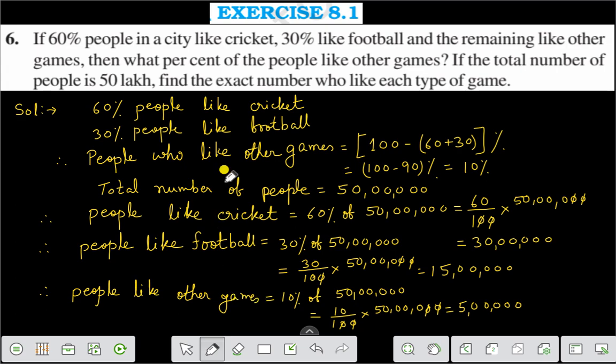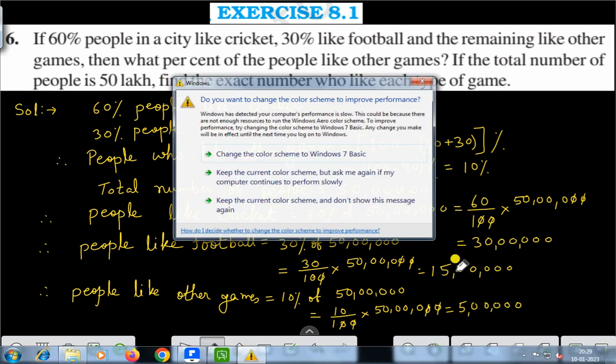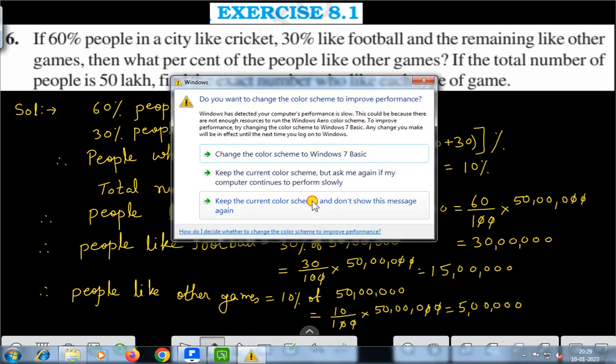Again, we are repeating. 60% people like cricket, 30% people like football. Therefore, people who like other games equal to 100 minus 60 plus 30. That is 100 minus 90 is 10%. Total number of people 50 lakh. The people who like cricket equal to 60% of 50 lakh. That is 30 lakh. And people who like football 30% of 50 lakh. That is 15 lakh. Right? And people who like other games is equal to 10% of 50 lakh. That is 5 lakh. That means 30 plus 15, 45 plus 5, 50 lakh.